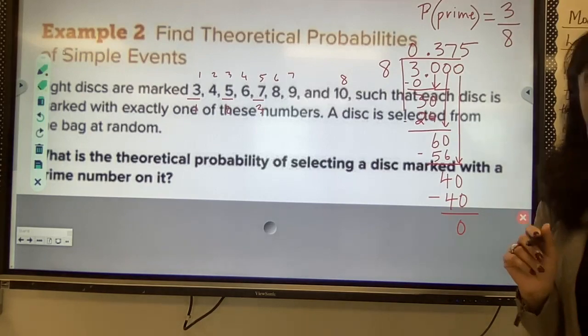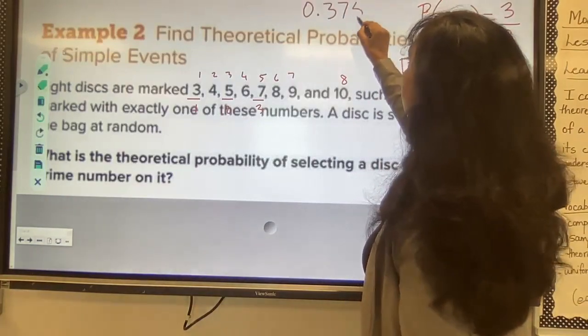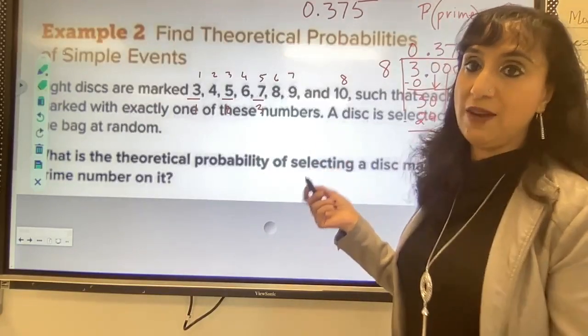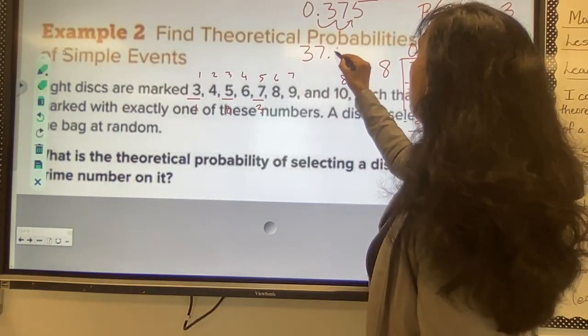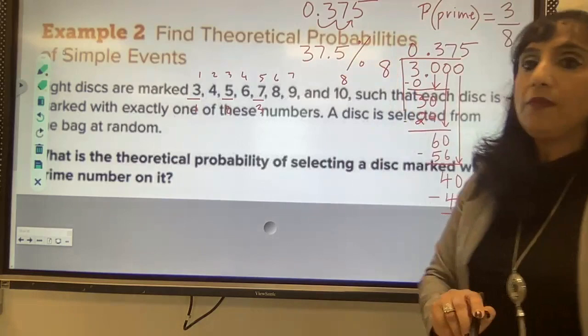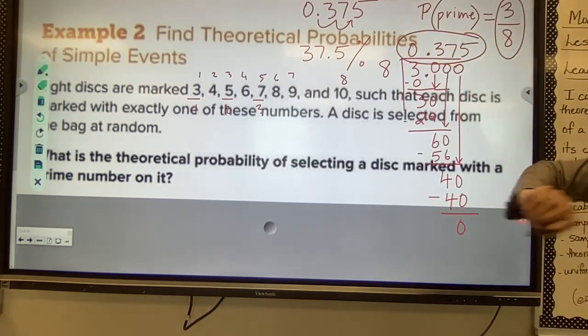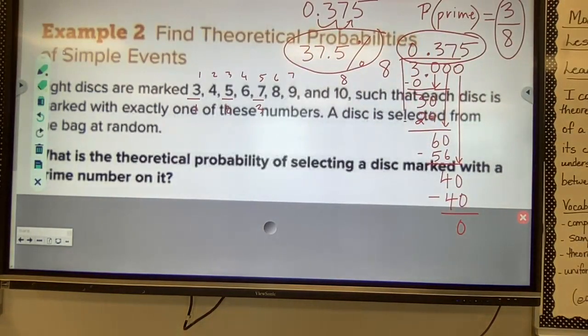So I can get 375 thousandths as a decimal. But if I change this to a percent, because a percent has to have a denominator of 100, whenever I have a decimal, I just move it 2 places to the right, and this would be 37.5%. So the theoretical probability that a disc with a prime number on it is selected is 3/8, 0.375, or 37.5%.